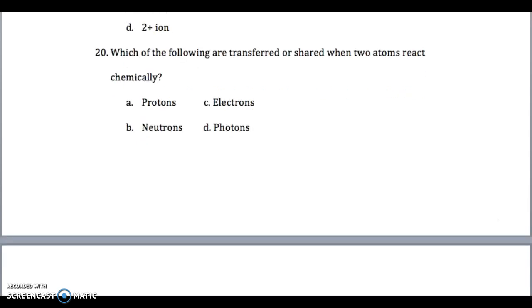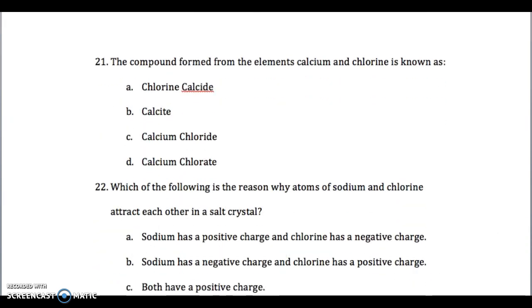Number 20. Which of the following are transferred or shared when two atoms react chemically? A. Protons, B. Neutrons, C. Electrons, or D. Photons. Number 21. The compound formed from the elements calcium and chlorine is known as A. Chlorine calcide, B. Calcite, C is calcium chloride, or D is calcium chlorate.